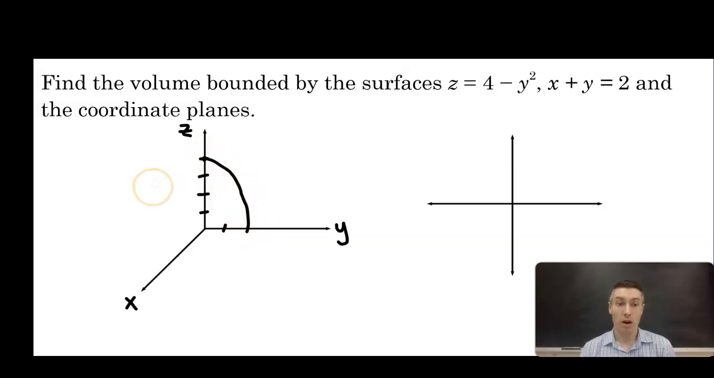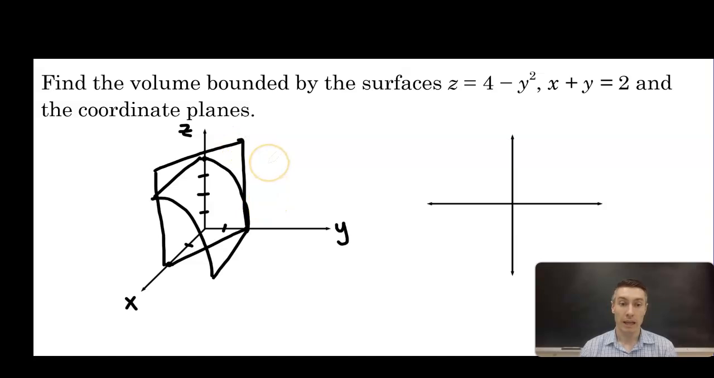We don't have to go across the z-axis because the coordinate planes restrict us to the first octant. And then we can extend that out parallel to the x-axis. Right, so there's our parabolic cylinder. Then we have x plus y equals 2, so that's a plane. So 2 on the y, and then 2 on the x. Then we can extend that up vertically. So there's the plane. And then the 3 coordinate planes. So that's the left, the back, and the bottom of this solid.